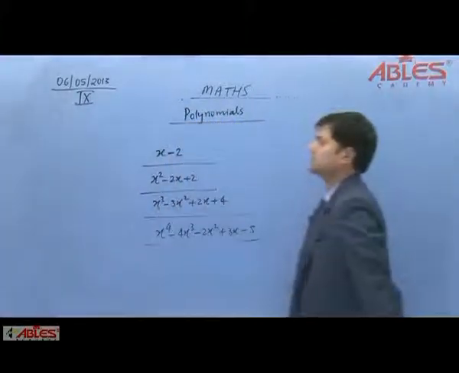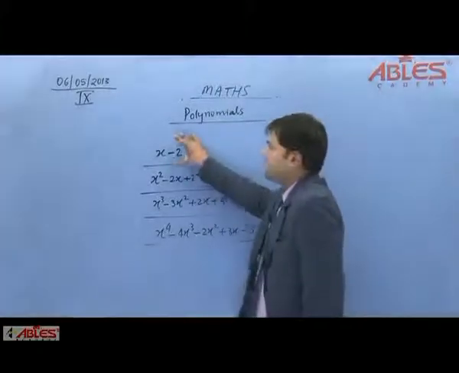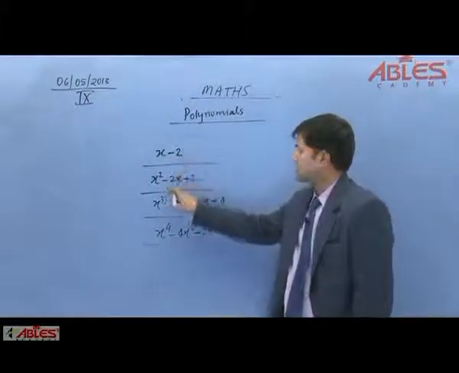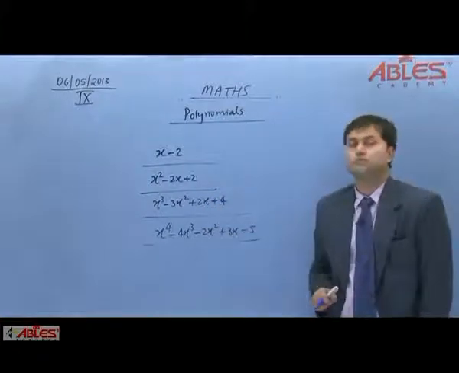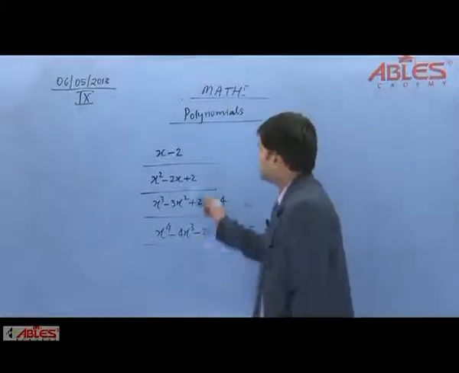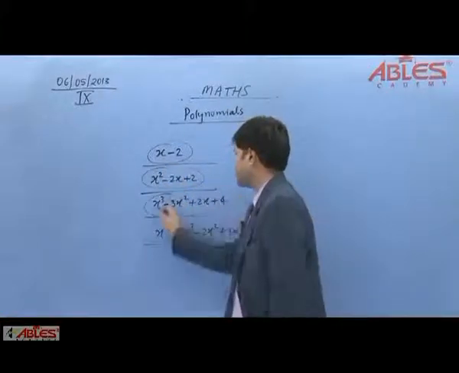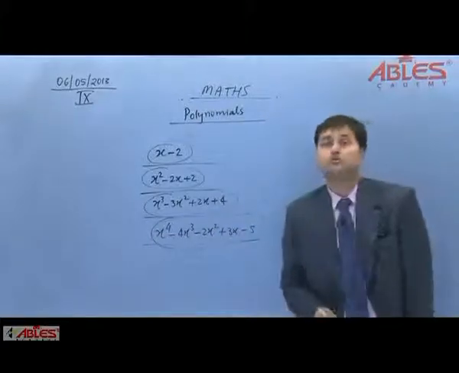If you are getting an algebraical format like this, the first one is x minus 2, the next is x square minus 2x plus 2, and so on. These algebraical formats, these combinations of algebraical elements, are known as polynomials.